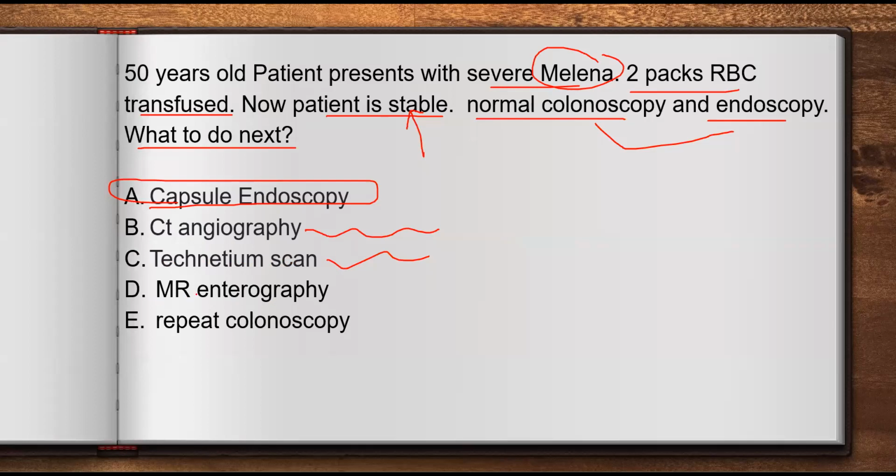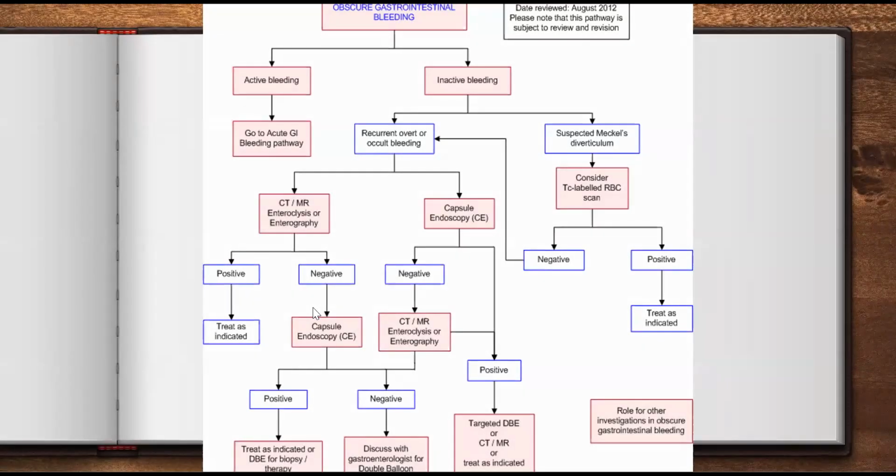MR enterography, we can do that. CT or MR enterography, both we can do. It's a very good choice of investigation also. But usually if capsule endoscopy comes normal, we would rather go for a CT or MR enterography. Now let's have a look in here. This is also an Australian guideline of imaging in a patient with obscure GIT bleeding.